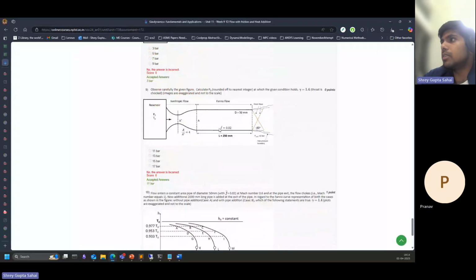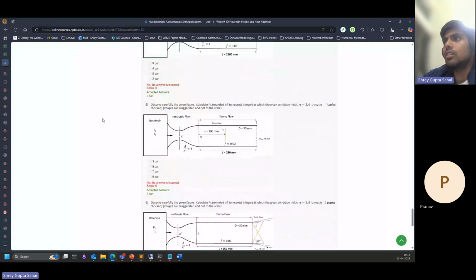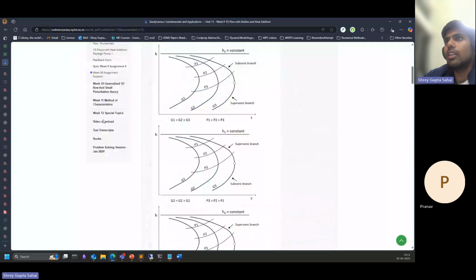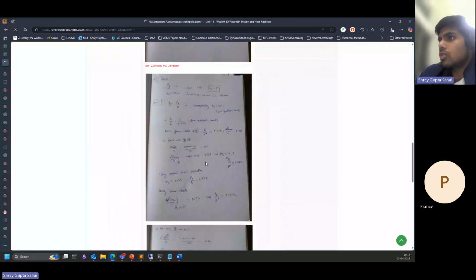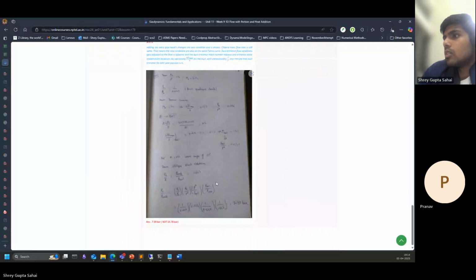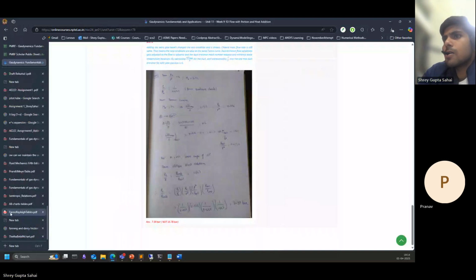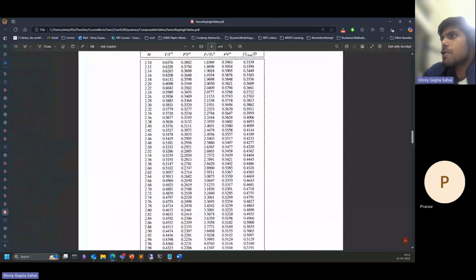Have we made a big mistake somewhere? Let's see. What error have we made? None of these options are so low. So 2.95 is okay. The Mach number is this 0.226. What is 0.226 about this? 0.95.